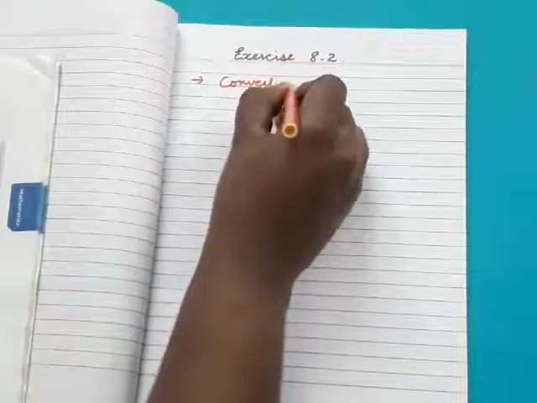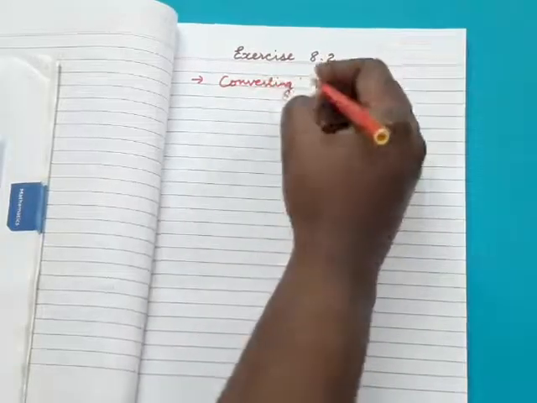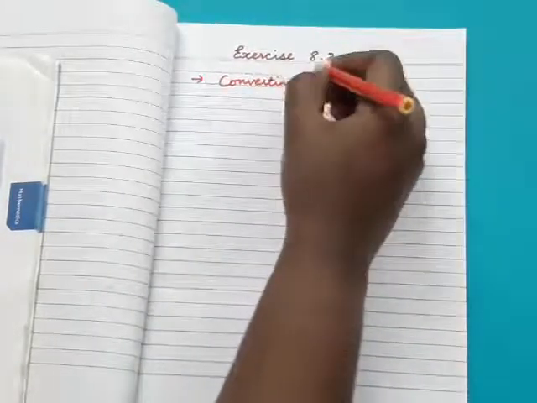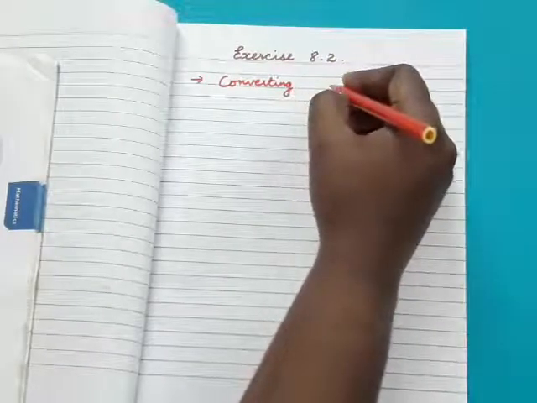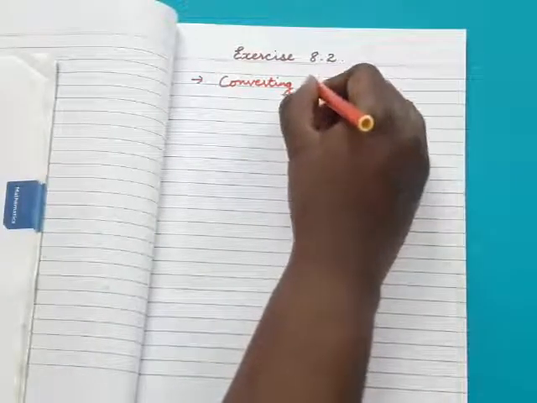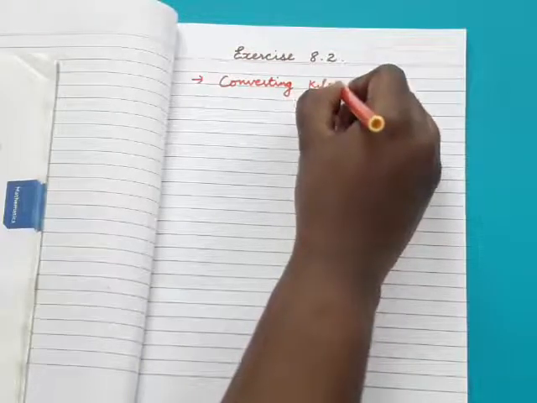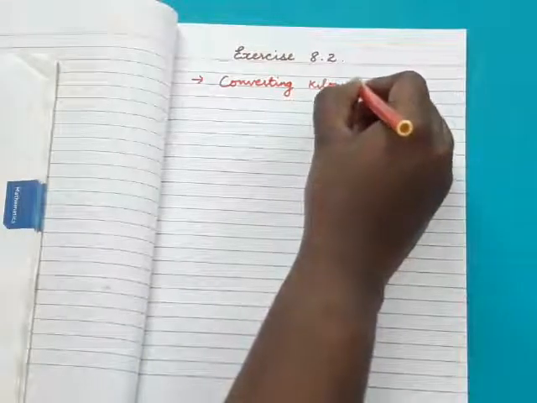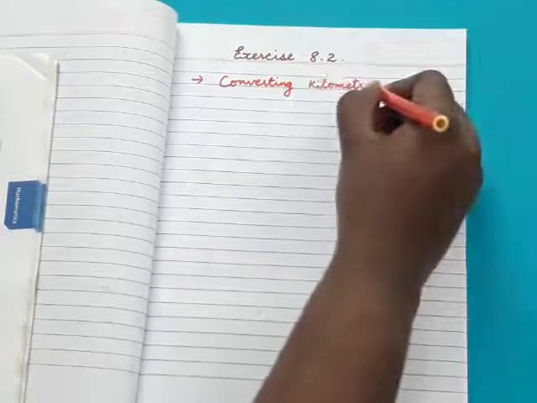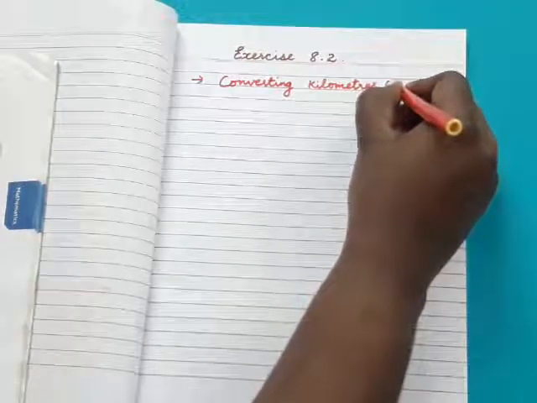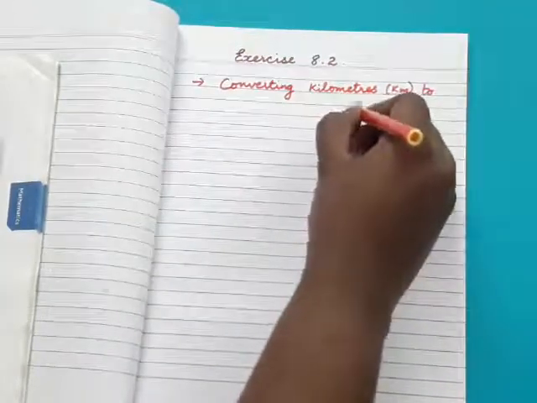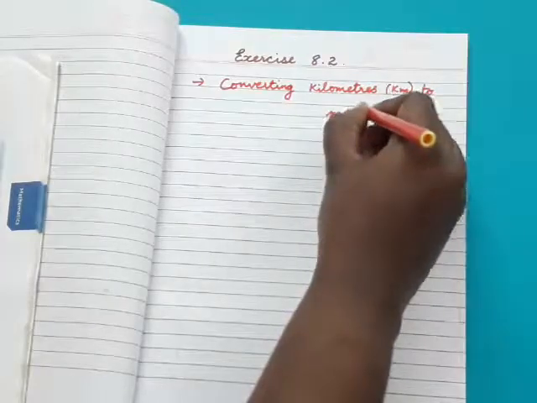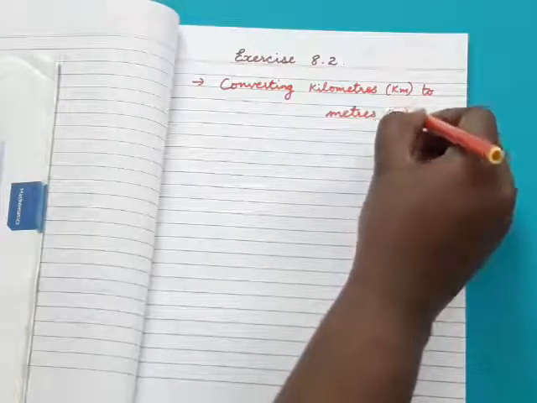What is the spelling of converting? CONVERTING. Converting means changing. What you are going to change? Converting kilometer. The short form of kilometer is km. To what you are going to change? Kilometers to meters. The short form of meter is m.